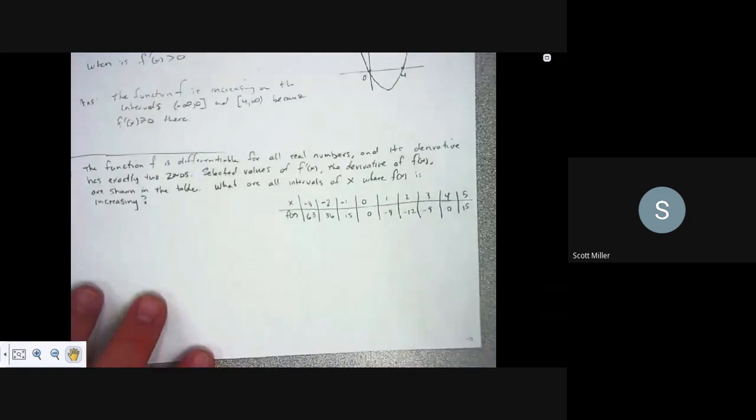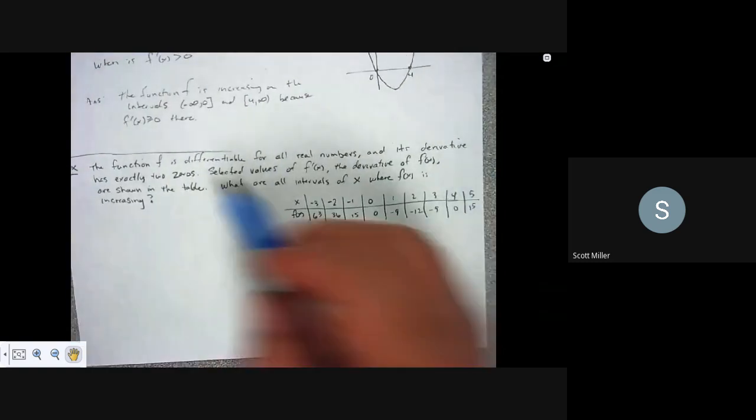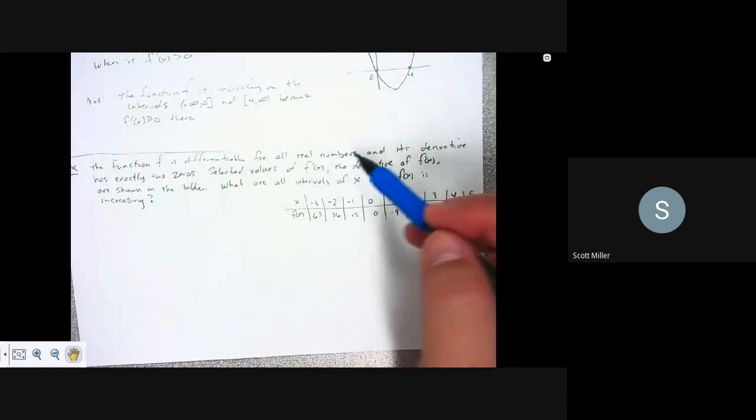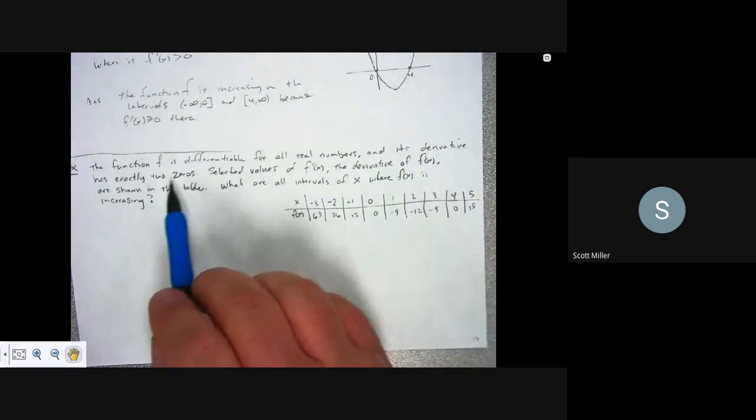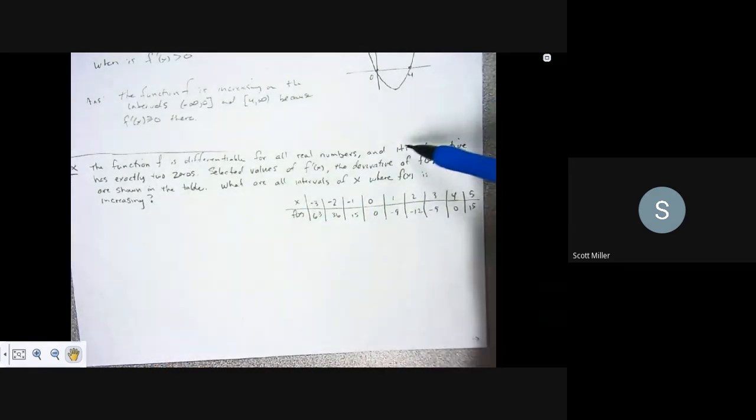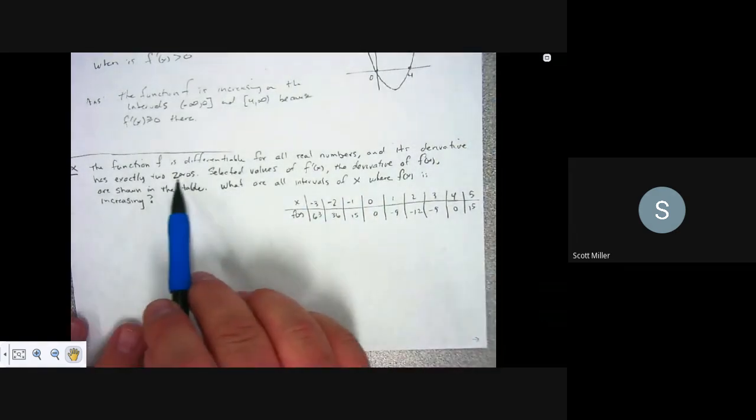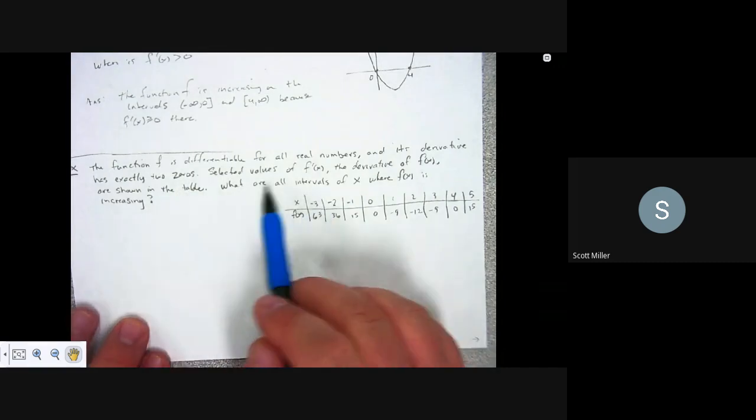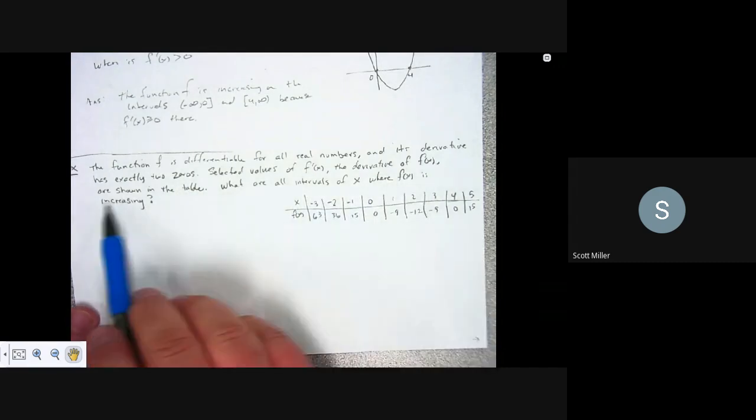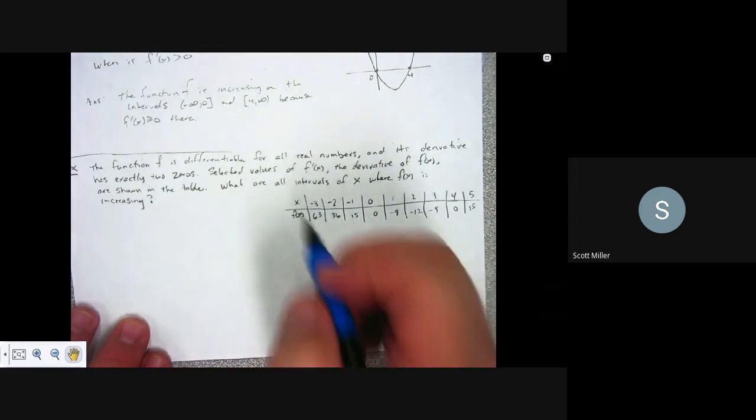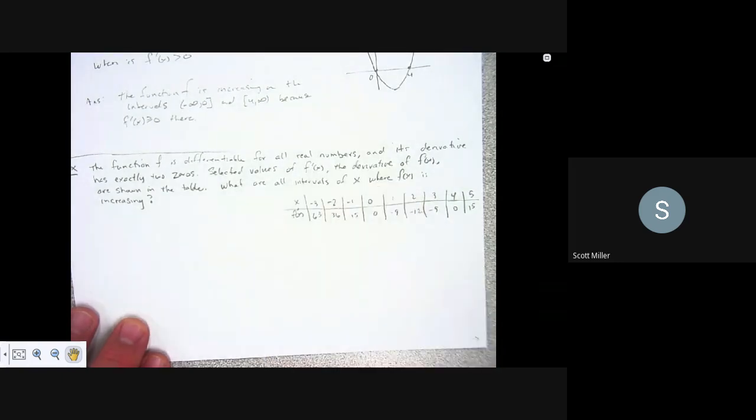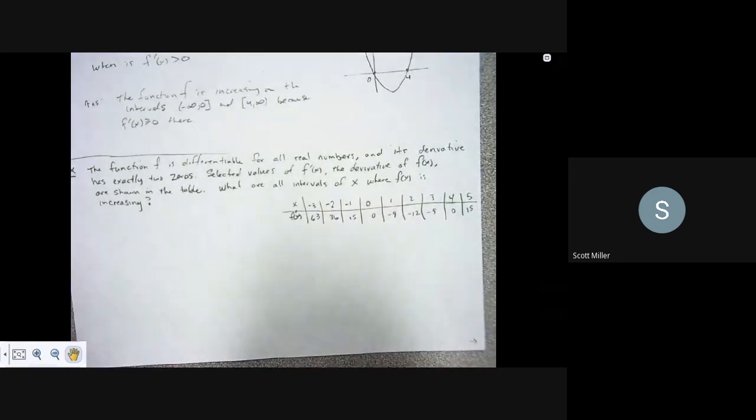Okay, here it is in a table format. The function f is differentiable for all real numbers. That means it's also continuous for all real numbers. And its derivative has exactly 2 zeros. Selected values of the derivative are shown in the table. So this is f prime. Sorry, I forgot to write that down.